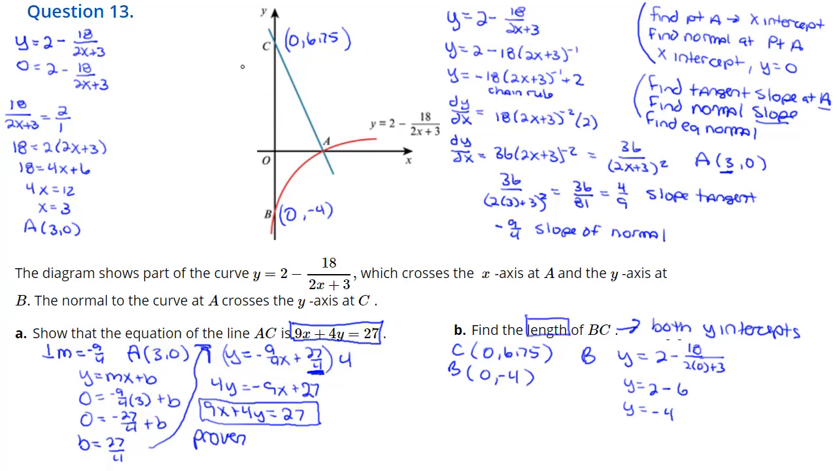Now, you might think you want to use the distance formula, but right now, this is 6.75. They're both on the y-axis, so they're separated by 10.75. The length would have to be 10.75.